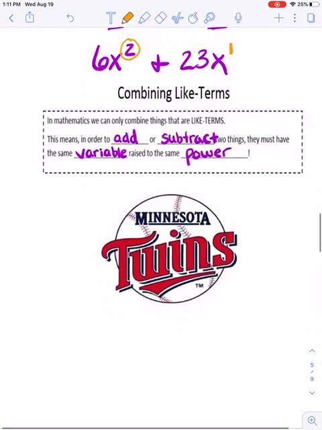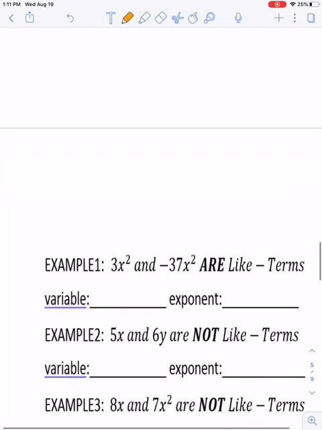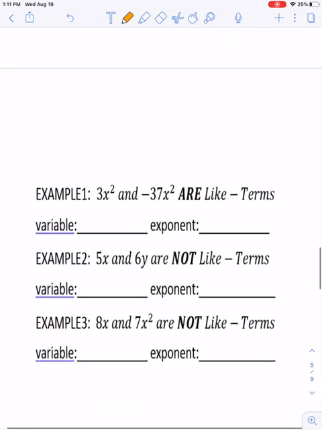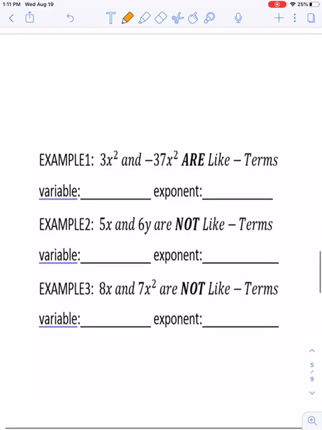So before I get into some actual combining, let's just do a few examples to determine if things are like terms. So this is a checklist you should go through in your head. Well, what's the variable for both of these terms? Well, the variable I see is x for both, so they're the same. What's my exponent? Both of them are 2, so that's why they are like terms.